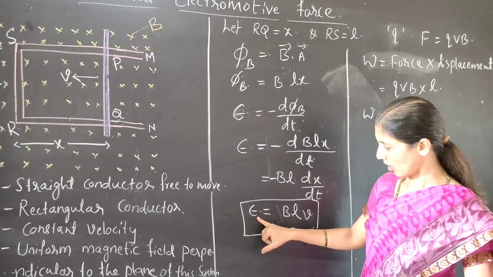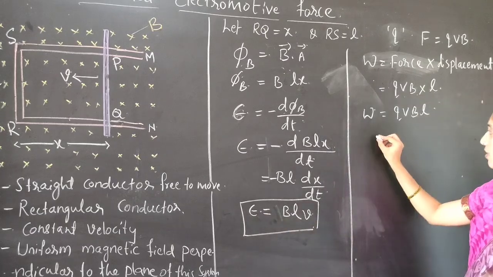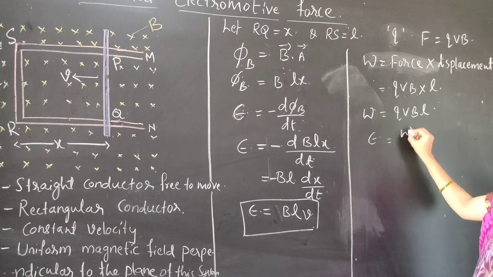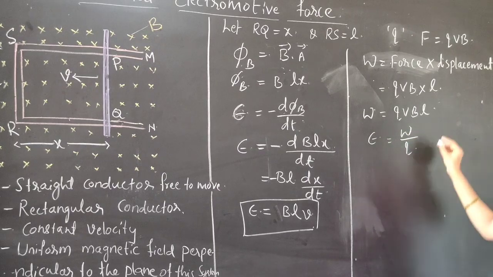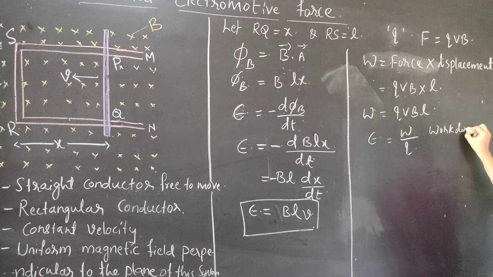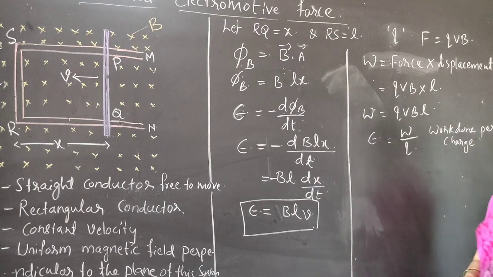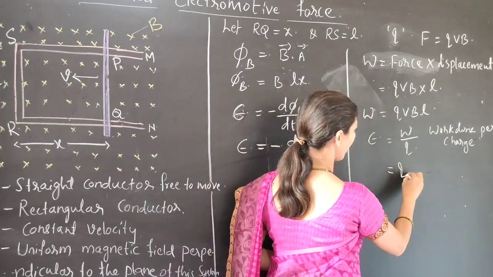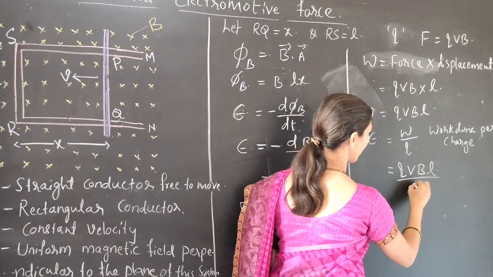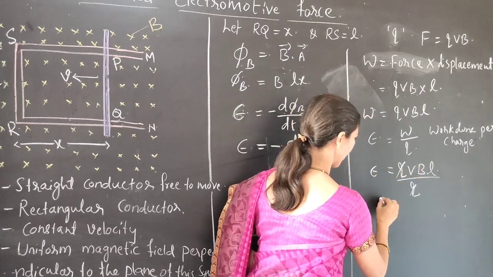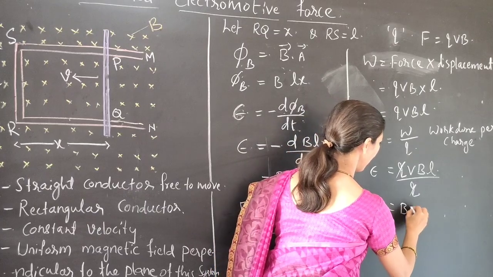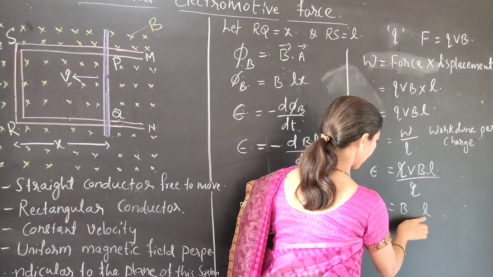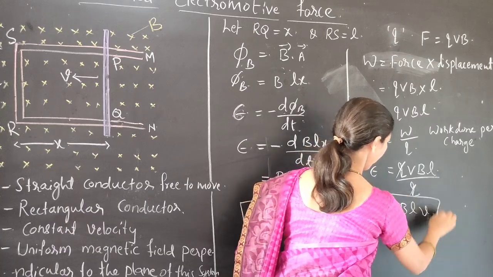Now we want E, the induced EMF. According to the definition, E is equal to work done per unit charge. Therefore, we substitute the value of W here. W is equal to Q into V into B into L, divided by Q is E. Q gets cancelled. E is equal to BVL, or the same thing I write as BLV.